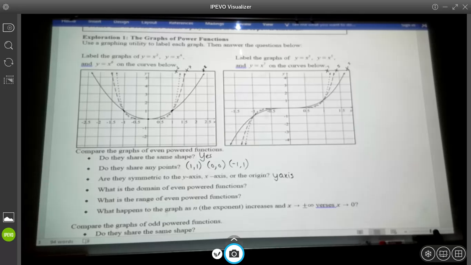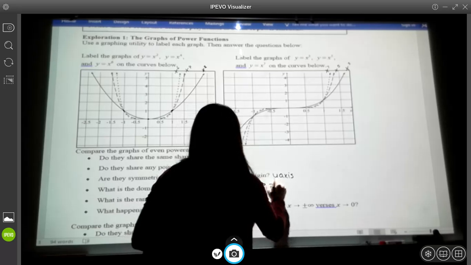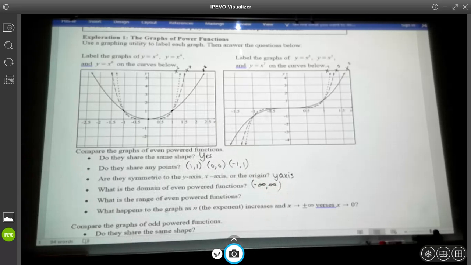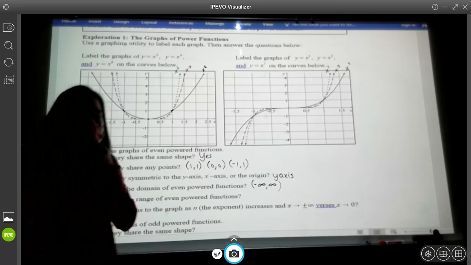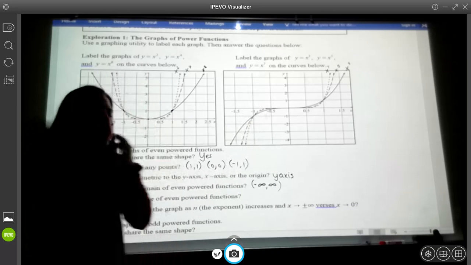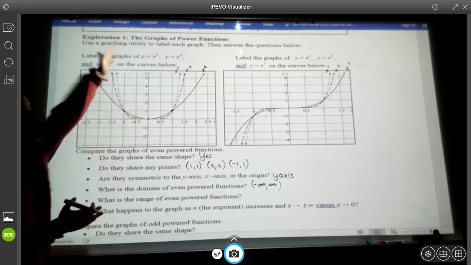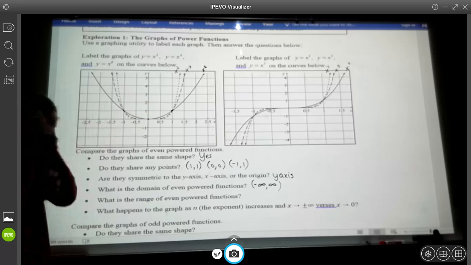What is the domain of even-powered functions? Well, what should be the domain of any polynomial? It's all real numbers. I can plug any number I want in, and it's okay. What is the range of even-powered functions? Again, this is all before they've been transformed. They haven't been shifted up, down, left, or right, or stretched. For the parent functions, the range is only 0 to infinity.